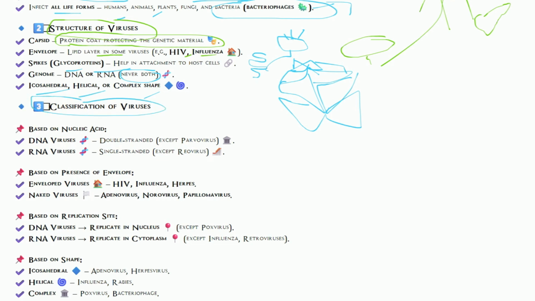So based on nucleic acid, we have DNA viruses or RNA viruses. This is a very important and basic classification. DNA viruses are double stranded, except parvovirus. Parvo is a single stranded DNA virus. This exception is very, very important from the exam point of view.